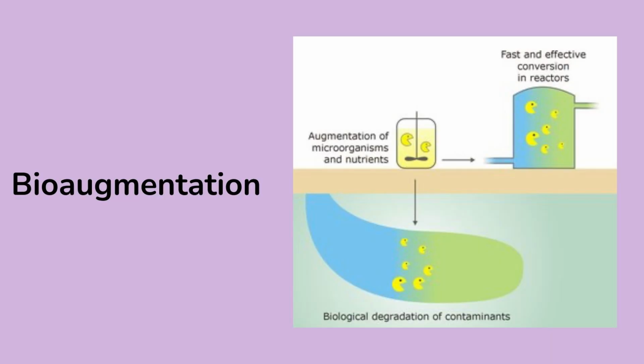Bioaugmentation involves introducing specific strains of microorganisms that have the ability to degrade soil and groundwater contaminants. In this technique, strains of natural or genetically engineered bacteria with unique metabolic profiles are added to the contaminated site in order to supplement indigenous microflora and speed up the biodegradation process. Bioaugmentation is mainly applied for chlorinated contaminants and petroleum hydrocarbons.